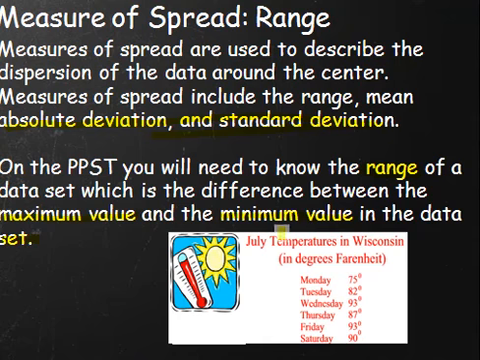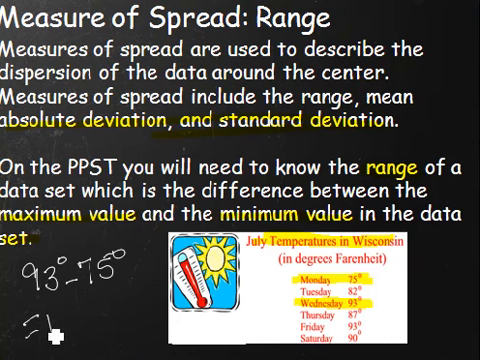Therefore, on our July temperature data set, we would locate the minimum value, our minimum temperature of 75 degrees, and our maximum temperature of 93 degrees, and then we could find the range as taking 93 degrees minus 75 degrees, which is equal to 18 degrees Fahrenheit. Therefore, our range of our July temperatures is 18 degrees Fahrenheit.